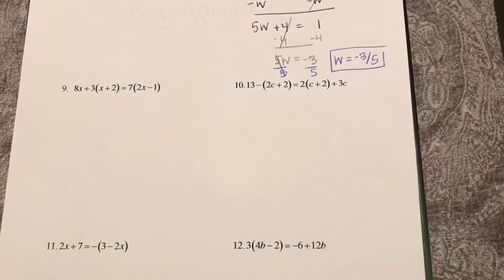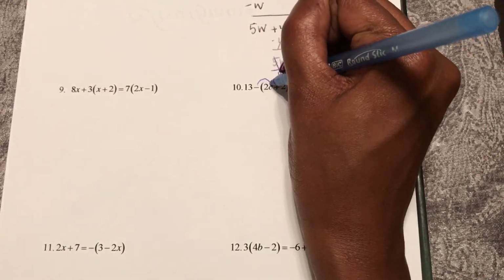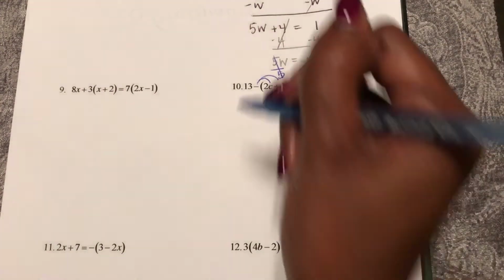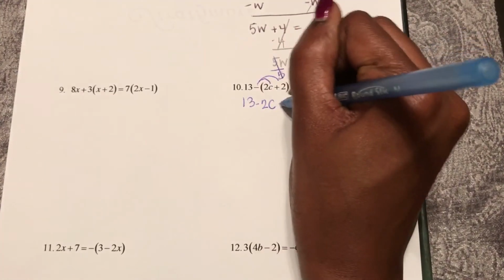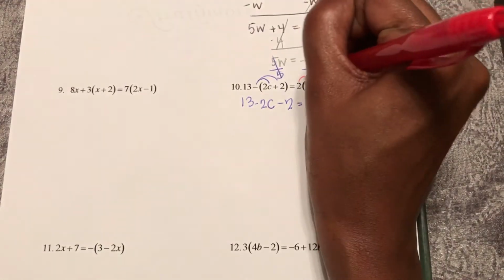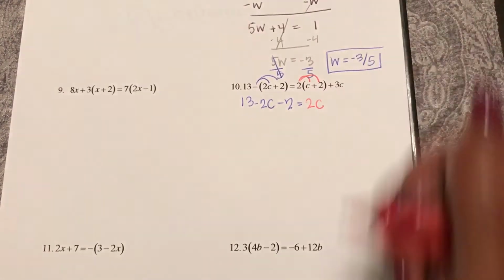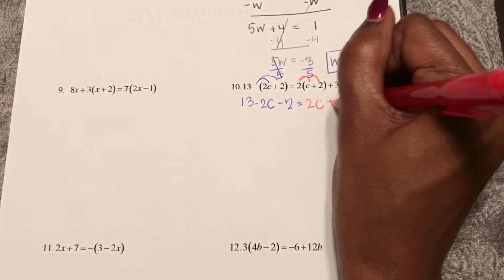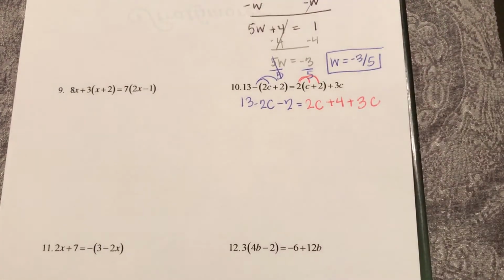Number 10 has expressions on both sides of the equal sign that can be simplified. I'm going to simplify both of those sides first before I move my variables around. So here on this left side, I can distribute a negative into that parentheses. 13 minus 2c minus 2. On the right side, I can distribute a 2 into my parentheses. 2c plus 4 plus 3c. So first, distributive property, handled.